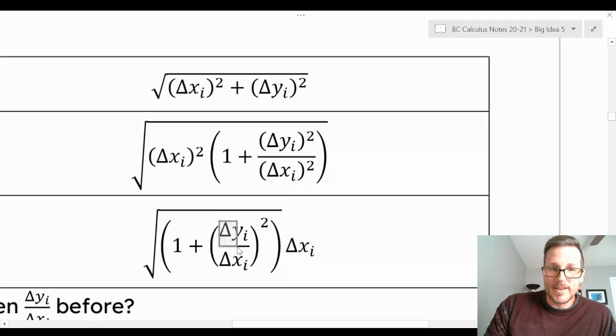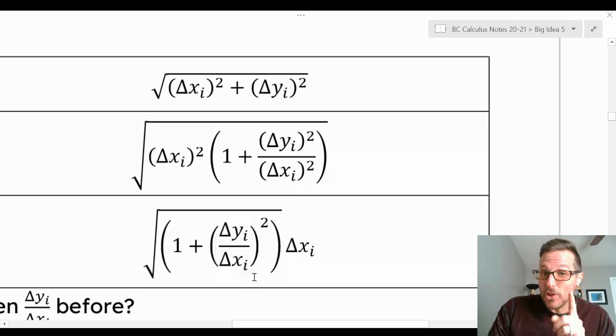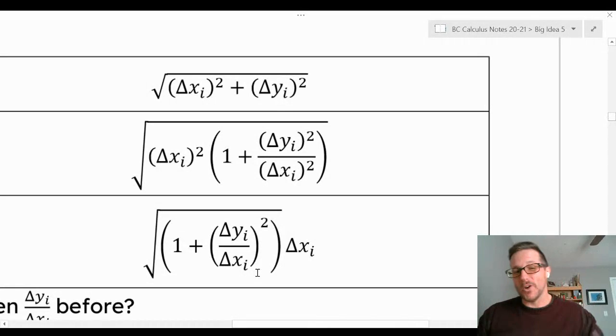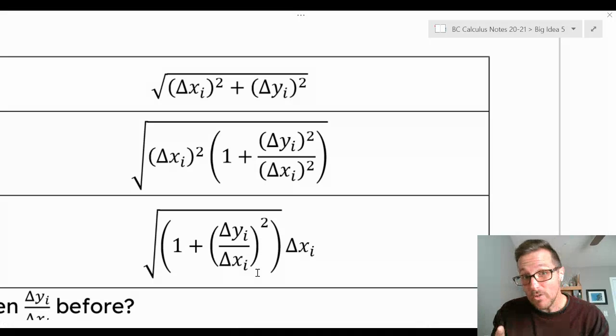So yeah, that thing right there looks very familiar, doesn't it? Delta y over delta x is slope. It's the slope of that little segment. Now that segment is not on the curve, right? And if we're trying to find the length of the curve, how are we going to use things that are not on the curve to find the length of the curve? That seems a little bit like it doesn't balance out.